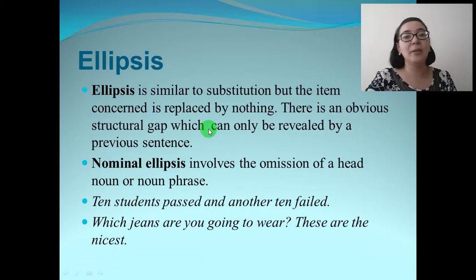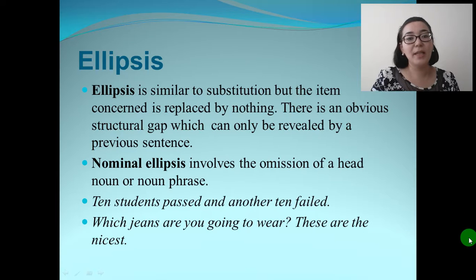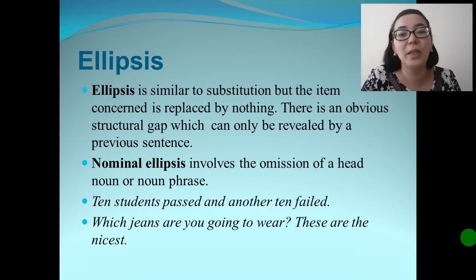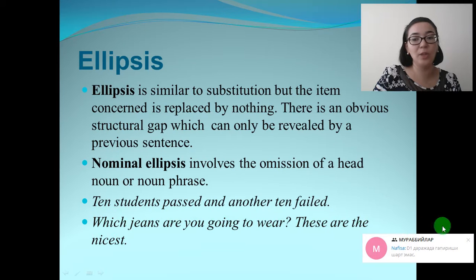Ellipsis is similar to substitution, but the item concerned is replaced by nothing. There is an obvious structural gap which can only be filled by reference to a previous sentence. Nominal ellipsis involves the omission of a head noun or noun phrase. Ten students passed and another ten failed. Here "another" substitutes "students". Which jeans are you going to wear? These are the nicest. "These" substitutes "jeans".